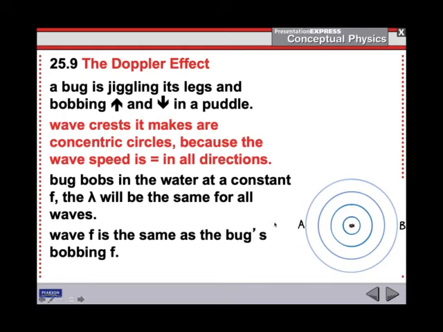If you were standing over here at A, the frequency of the waves getting to you would be exactly the same as the frequency the bug is making the waves, the frequency of the bug.